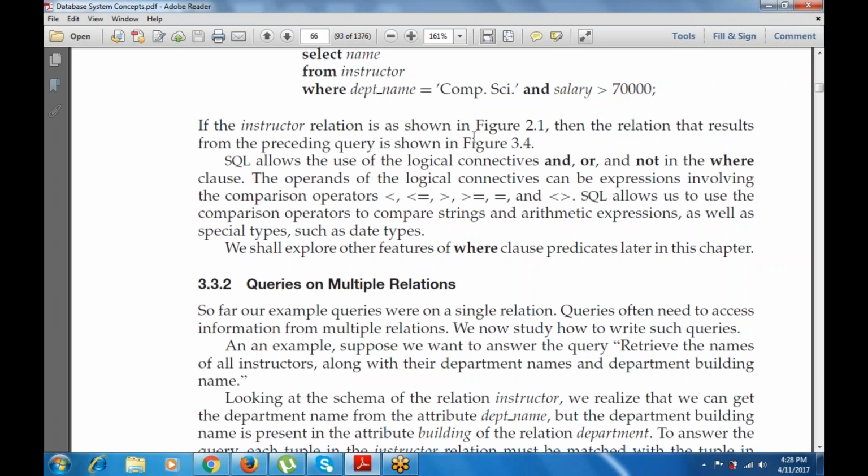One of the best examples is that we have to retrieve the names of all the instructors along with their department name and department building. How are these two tables related? The names of the instructors are available in the instructor table. The department name and department building name are available in the department table. So we are considering two relations, two tables: one is instructor, one is department. We get the instructor's name from the instructor table, and the department name and department building from the department table.